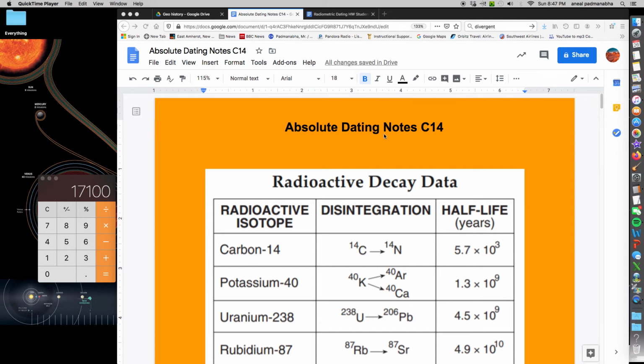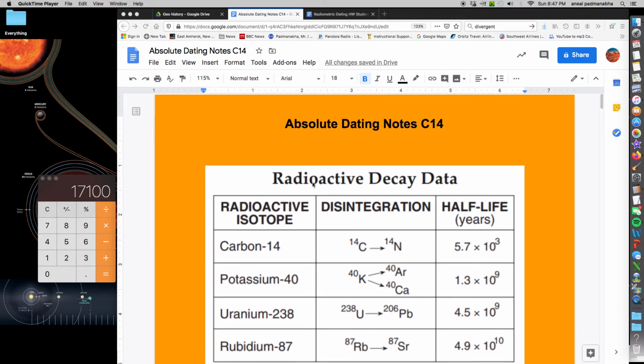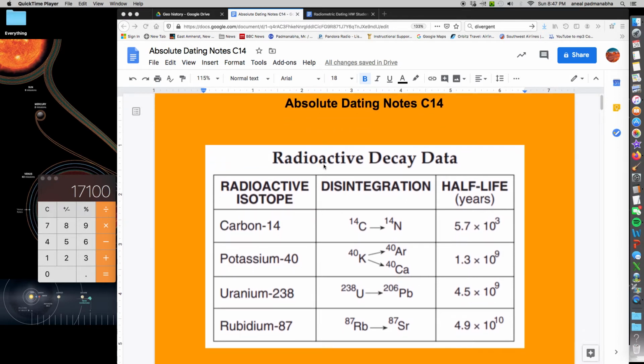Today we're going to look at absolute dating of carbon-14 notes. It should be an orange sheet when you actually open it up. It says absolute dating notes, carbon-14, and what we'll be working on. So here's something familiar that we've seen from the last lesson.